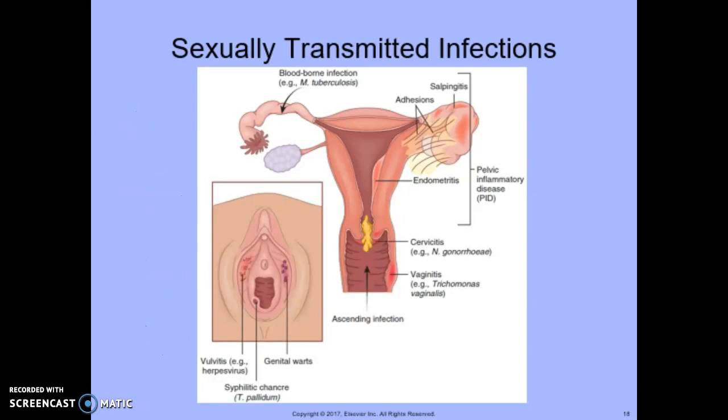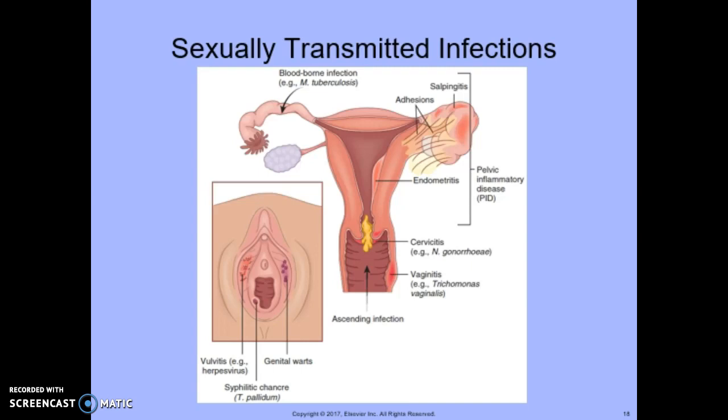Sexually transmitted infections, you can see again figure 17.7 illustrates the sexually transmitted infections, and if you look in your book more closely, you'll be able to see the samples. So ascending infections of the female genital organs are usually caused by sexual contact, pregnancy, or instrumentations.